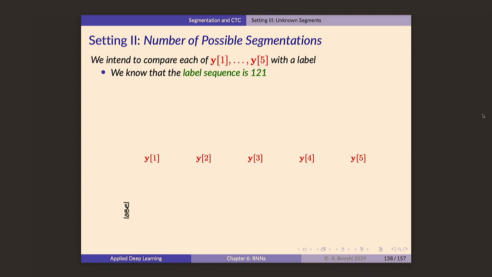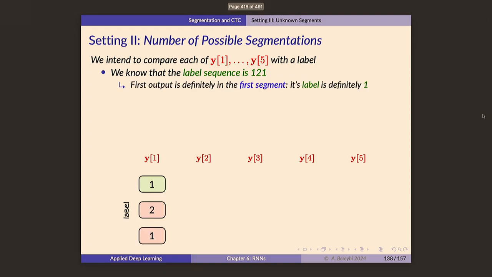My output sequence, my label sequence, is 1, 2, 1. What should be the label for the first time interval? Can it be 2? No. What should it be? 1, right? So the first one could be 1. It cannot be 2, and 1 for the second one, right? Because obviously you should start your sequence correctly. What about the next one?